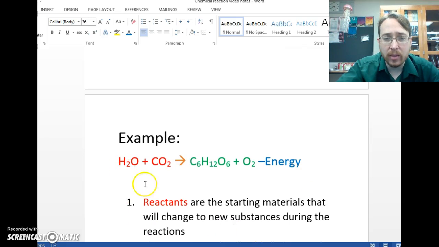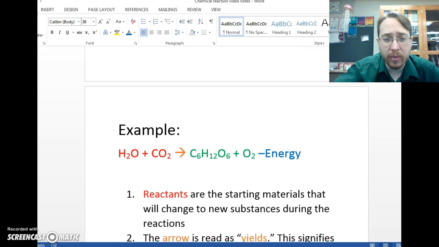The reactants in red, these are the starting materials for any chemical reaction that will change to a new substance during the reaction. So in this case, the plant or the algae or whatever photosynthetic organism it is, has the ability to take water and carbon dioxide and using those starting materials make something new. So these are our reactants.